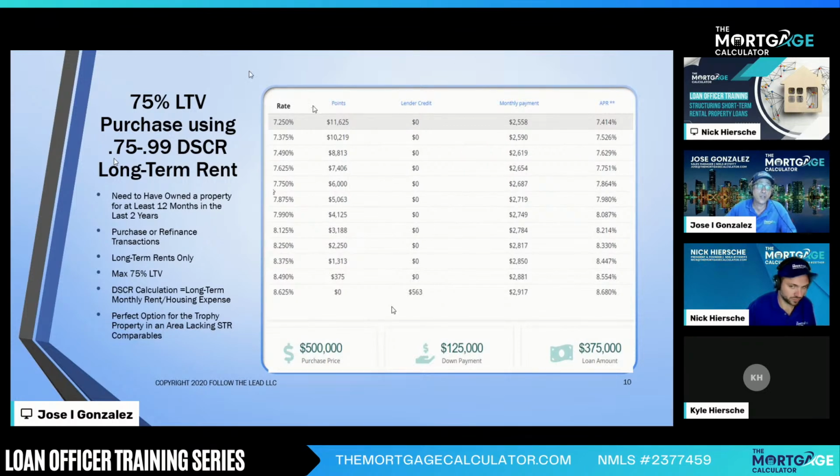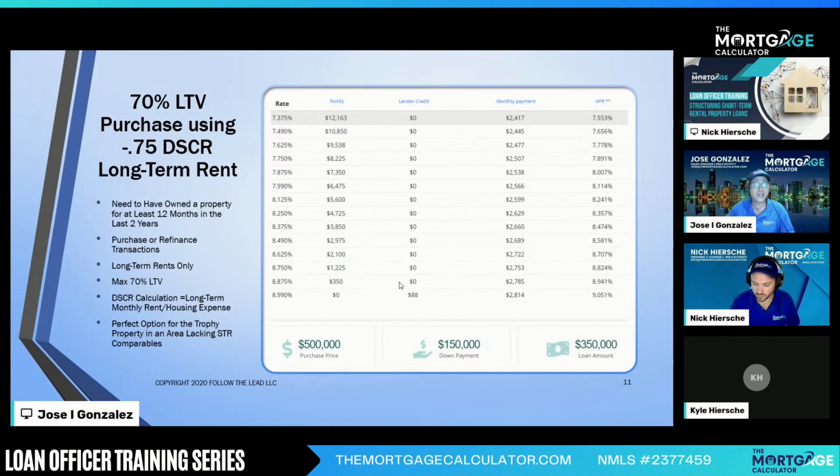And as you can see, the rates here are still excellent. 8.625 has a $563 lender credit, and you can buy the rate down all the way to 7.25. Those are Fannie and Freddie numbers that you're seeing there. And this is not a full doc loan, and it is at 75%. So this is incredible. The only other condition to this option is that they must have owned the property for at least 12 months in the last 3 years. So that is the catch there.